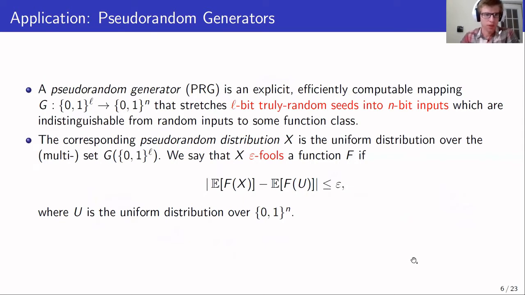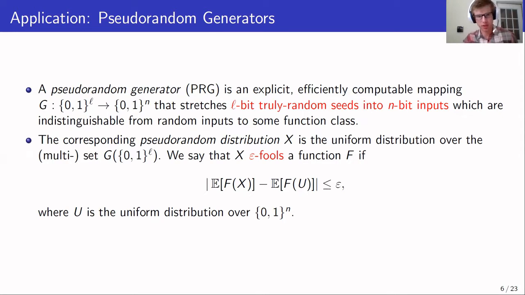Okay, so we're about to get to probably the main application, which is constructing pseudorandom generators. So just some definitions and parameters to go over. A pseudorandom generator is an explicit, efficiently computable mapping. It takes L-bit truly random seeds and stretches them into N-bit inputs. And these inputs need to be indistinguishable from random inputs to some function class.